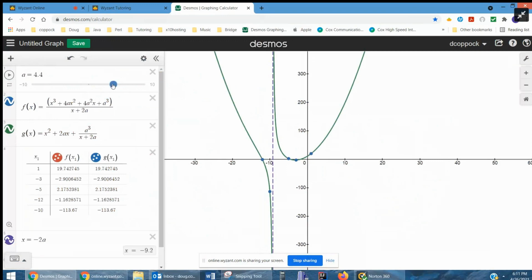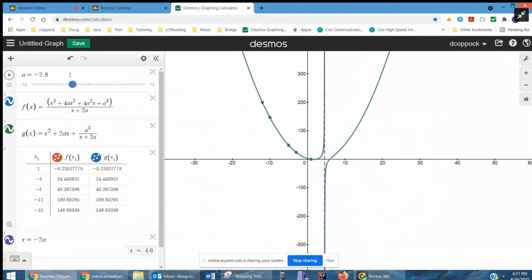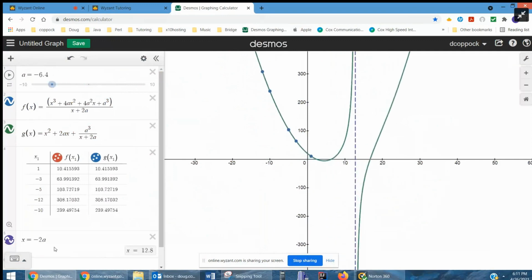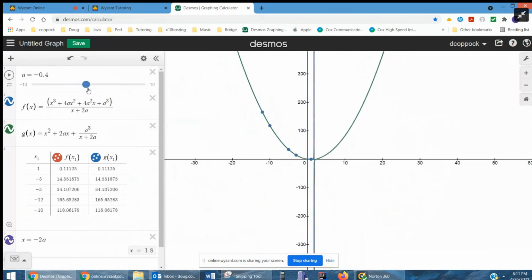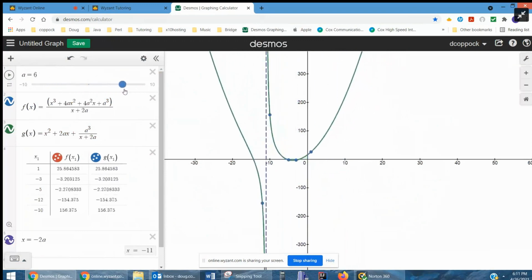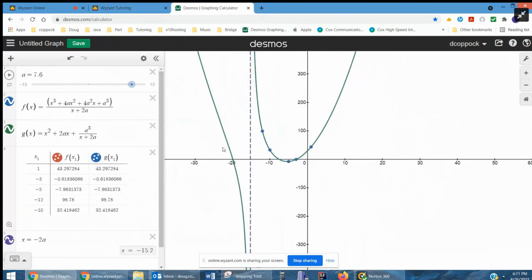And as I change a, all this stuff moves around. That dotted purple line is a vertical asymptote because if x equals the opposite of 2a, we would be dividing by 0. That's why we have a vertical asymptote at the opposite of 2a. Okay, so there's that graph of that function with a few points plotted.